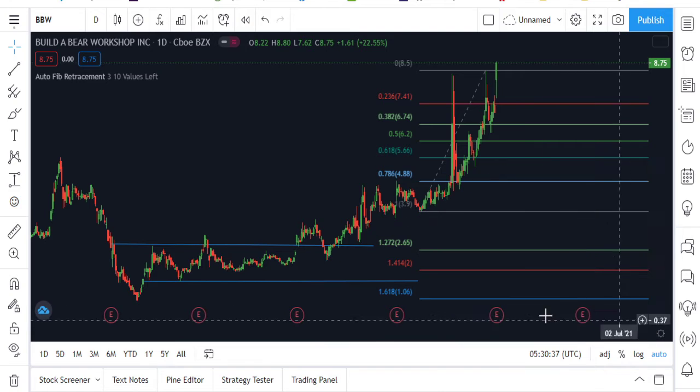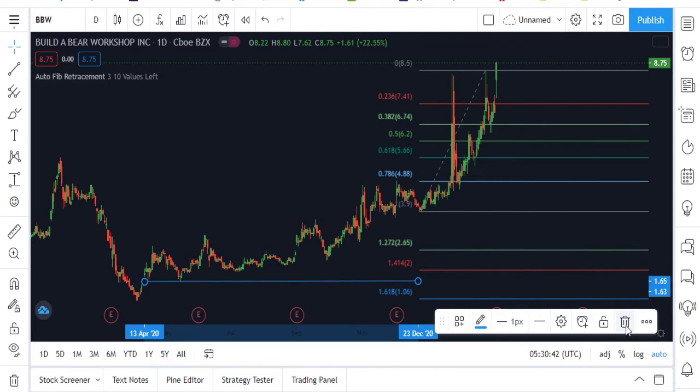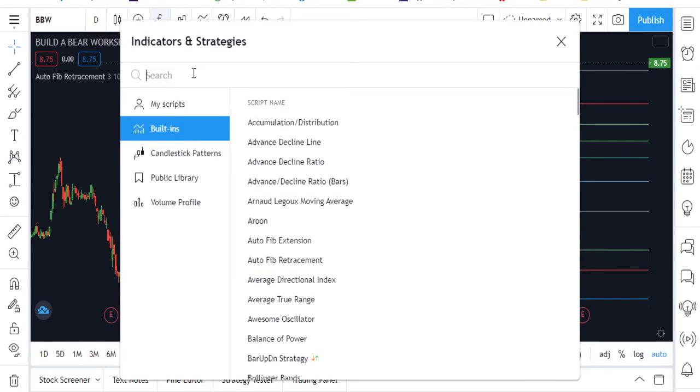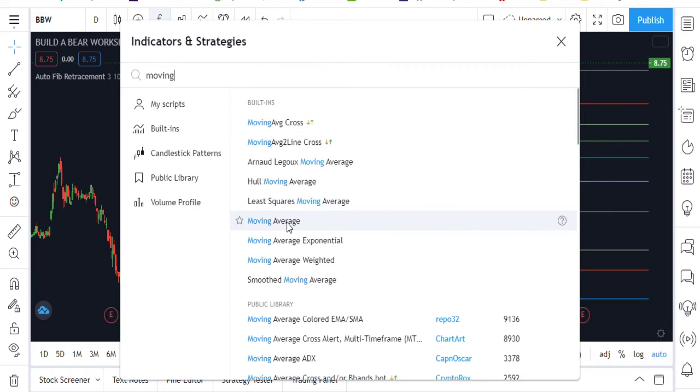Also, what I'd like to do to show that there's confirmation, keep it simple, guys. My favorite indicator is the moving average. Some people like to use the smooth moving average, weighted, or exponential. I like to keep it simple. It's just the moving average.